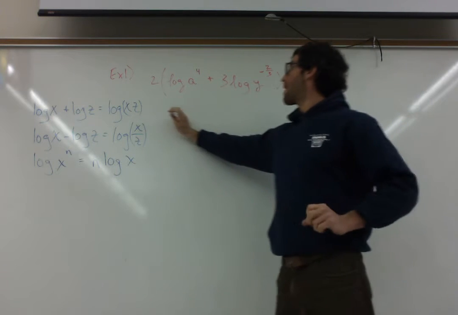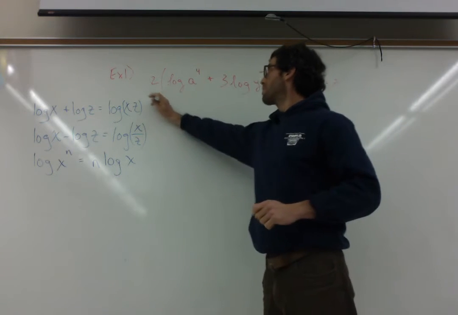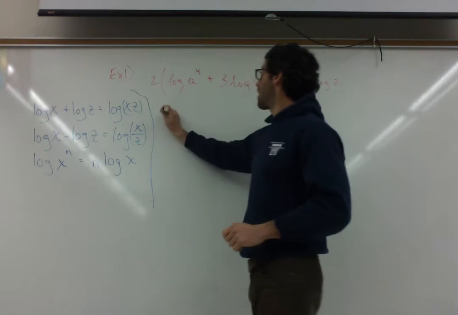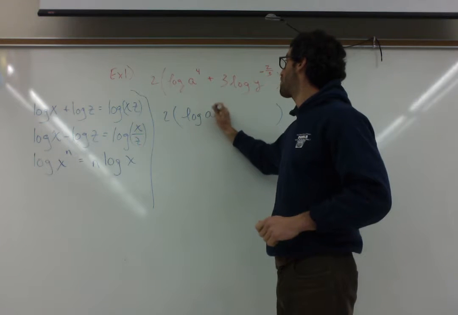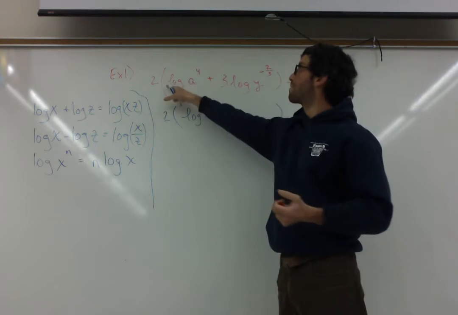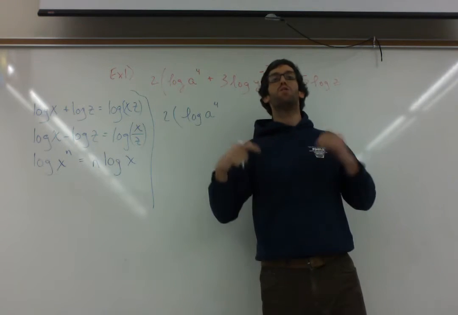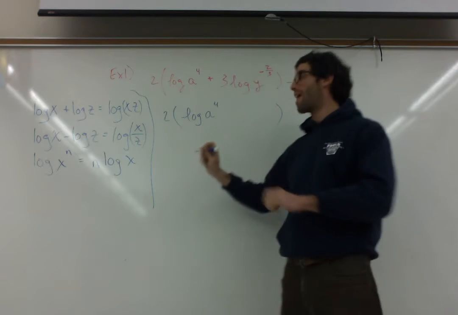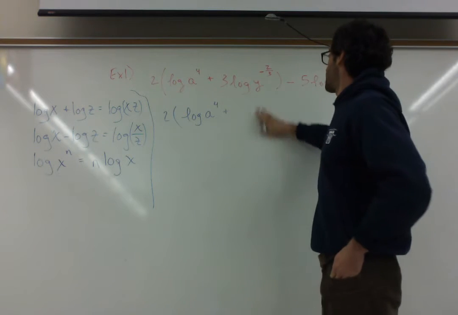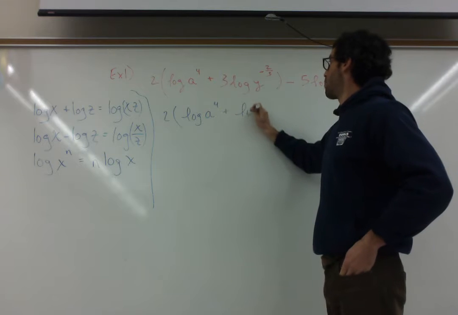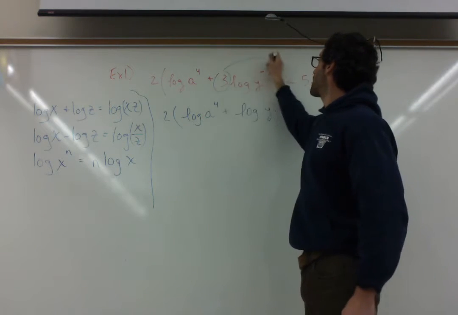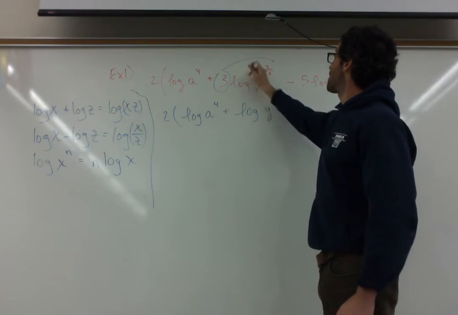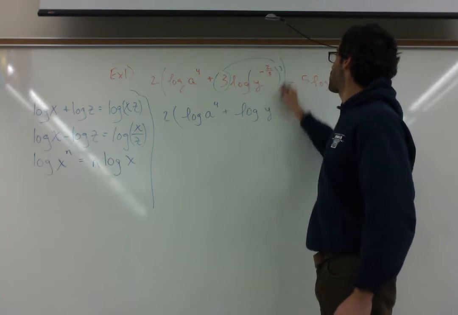I'm going to use blue, and I'm going to leave log a to the 4th. You want a coefficient of 1. You could bring the 4 in front and make it 4 log a, but you want a coefficient of 1, so we're going to leave that there. Plus, now, I'm going to change this to a coefficient of 1 by bringing the 3 up here, meaning we're going to raise this expression to the 3rd power.